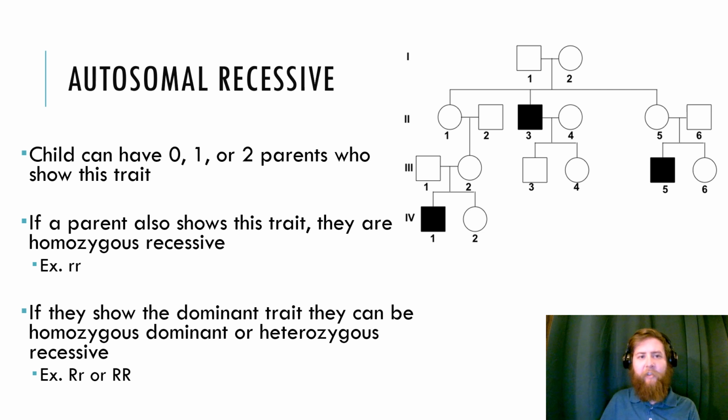The next strategy is autosomal recessive. This is one where a child can have 0 parents, 1 parent, or 2 parents who show this trait. If a parent also shows this trait, they are homozygous recessive, because this is a recessive gene. So like this guy here, neither of these parents have the disease, yet their son is able to contract it. If they show the dominant trait, they can be homozygous dominant or heterozygous.